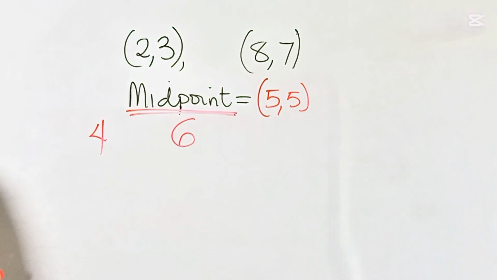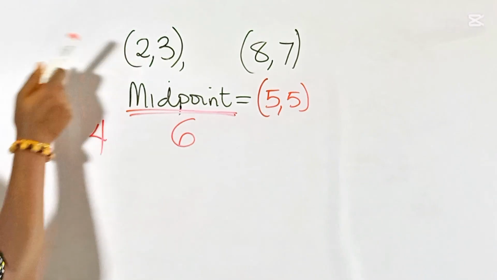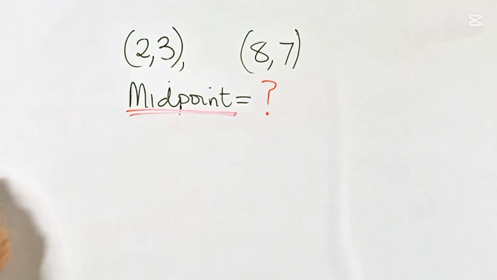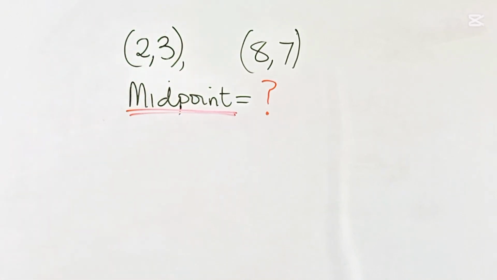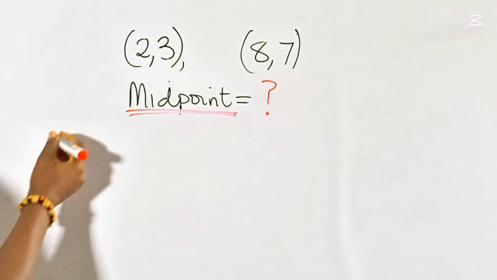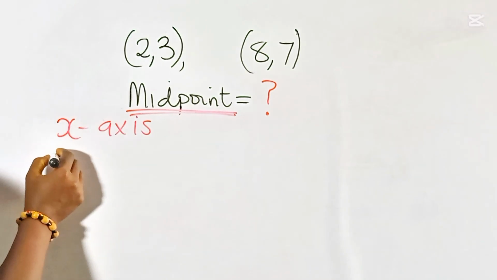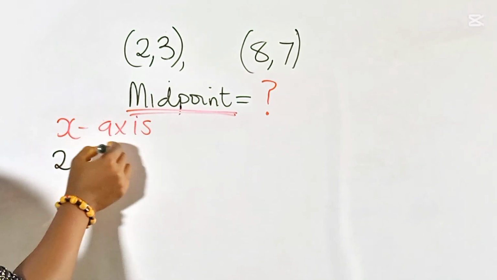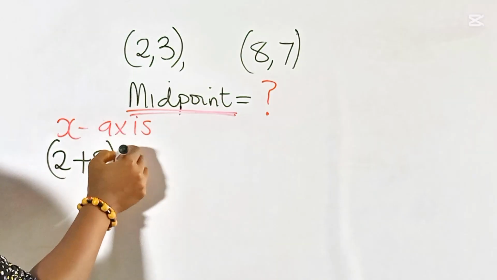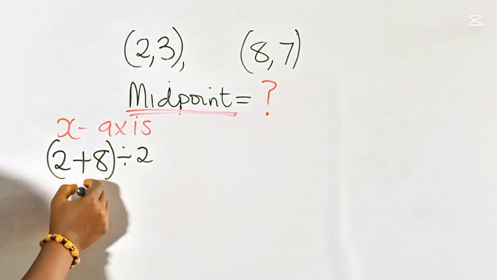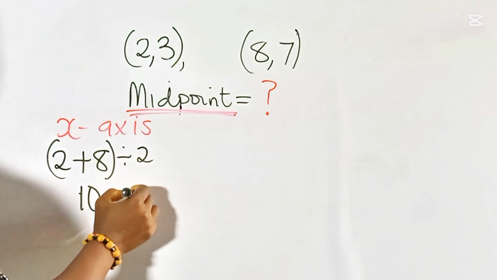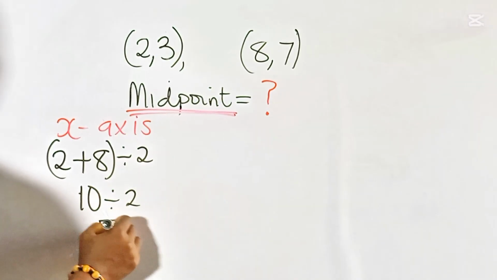Let me break it down. But first, let me show you the quick method. So this method involves taking the averages of both axes. So let's focus on the x values. So for the x-axis, we are going to have it as 2 plus 8. Then we divide by 2. This is going to give us 10 divided by 2, which equals 5.